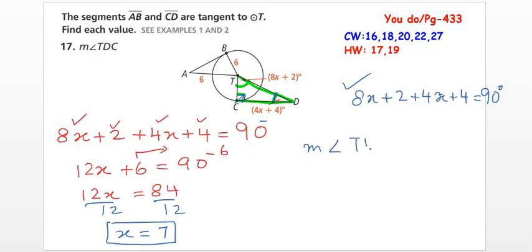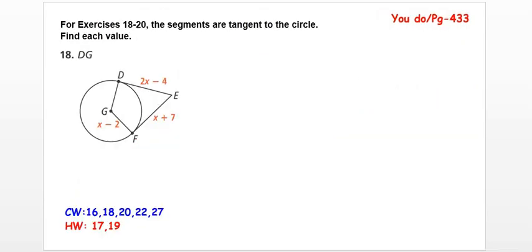Angle TDC is actually given as 4x plus 4, and we are supposed to substitute the value of x into it. So it's going to be 7 times 4, 28. 28 plus 4 will be 32 degrees. So this will be the value for this angle. Pause the video here and try to understand each and every step. Very simple question. I want you to pause the video here and solve this question on your own, and then play the video to check your answer.